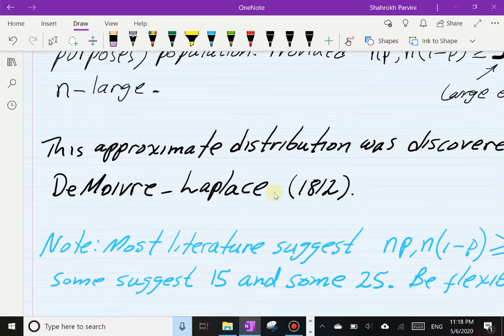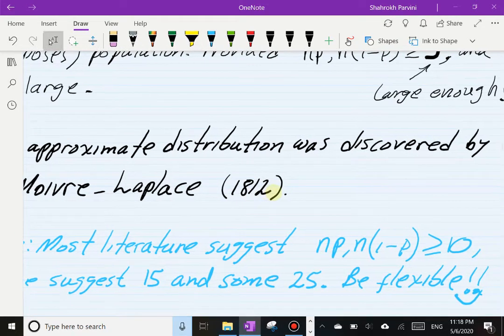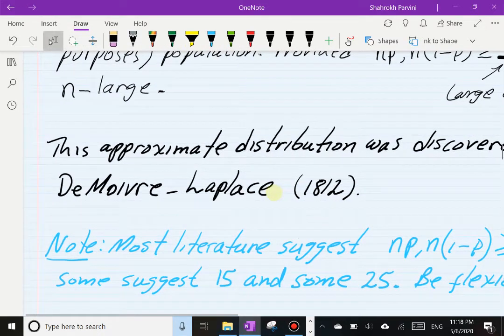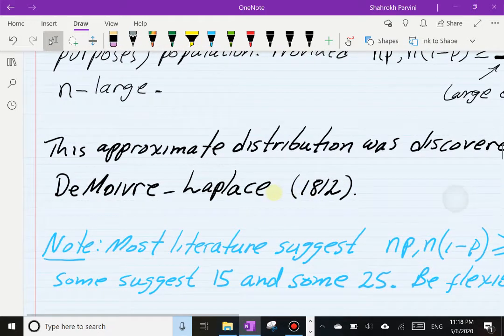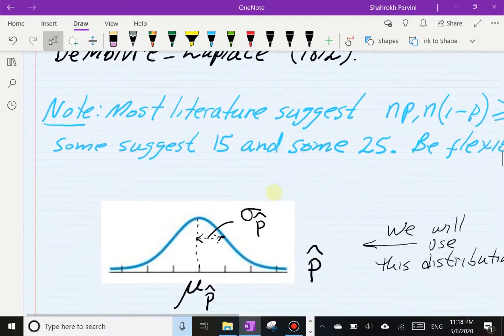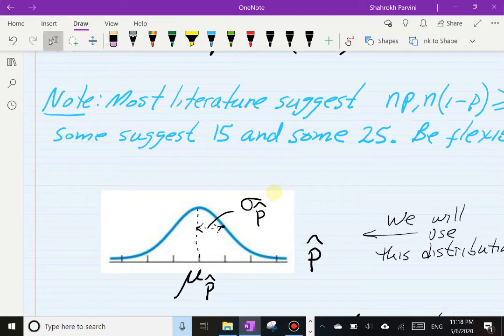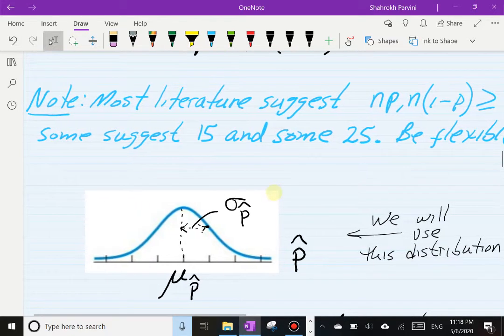Also, I just want to point this out: most literature suggests these products that we just talked about to be at least 10. Some of them actually suggest 15, some suggest 25. So anyway, be flexible is what I have. For us, 5 is what we're going to go with, and there you go. This is the approximate sampling distribution, and we're going to use this distribution for our work.